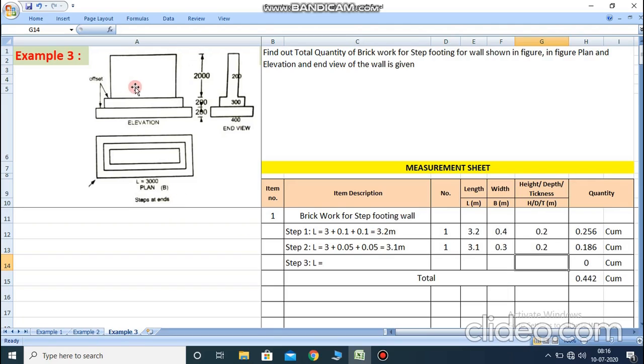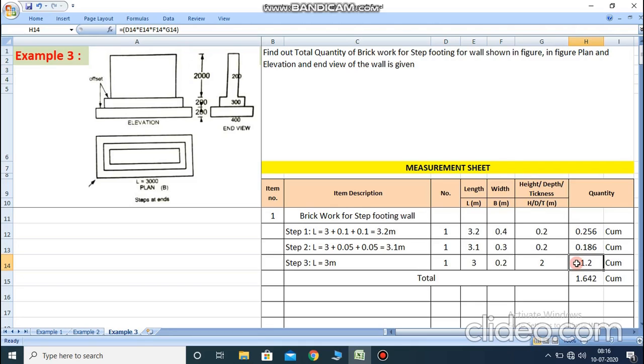Now we calculate the third step. The third step length is simply given. So the length is 3 meter. So here we write 3 meter. Then the number is 1, length is 3 meter, width is already given in the figure as 200 mm, so we write here 0.2 meter, and the height is 2000 mm, so 2000 mm converted into meter is 2 meter. So the total quantity for step 3 is 1.2 cubic meter.